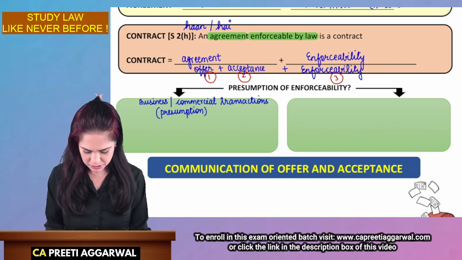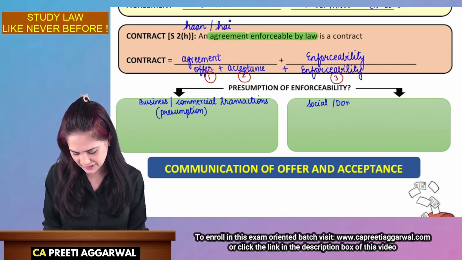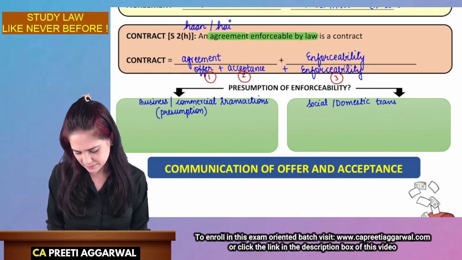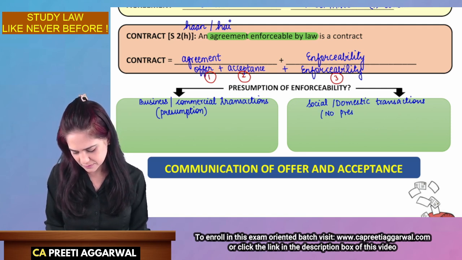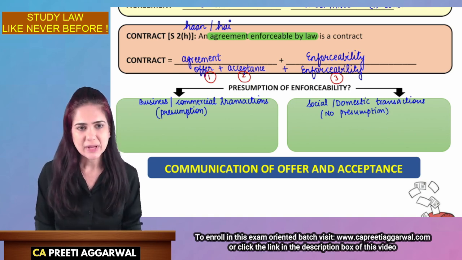There is presumption. But in case of social or domestic agreements, there is no such presumption. Now, how will you write this in the exam?